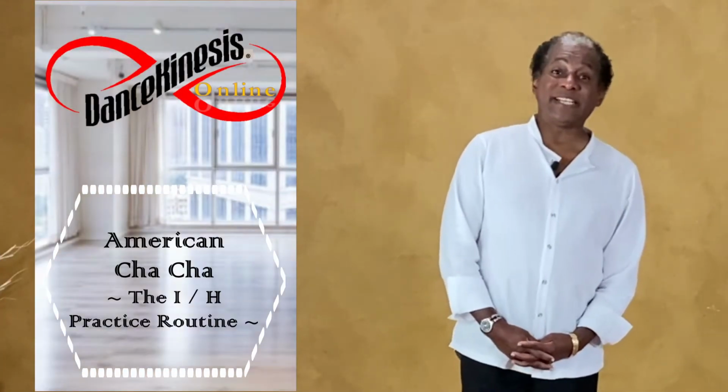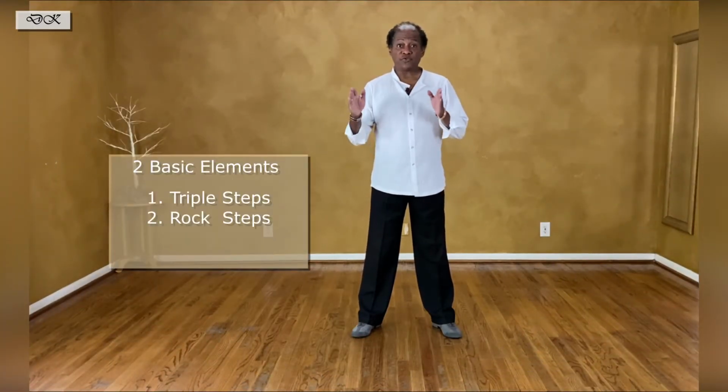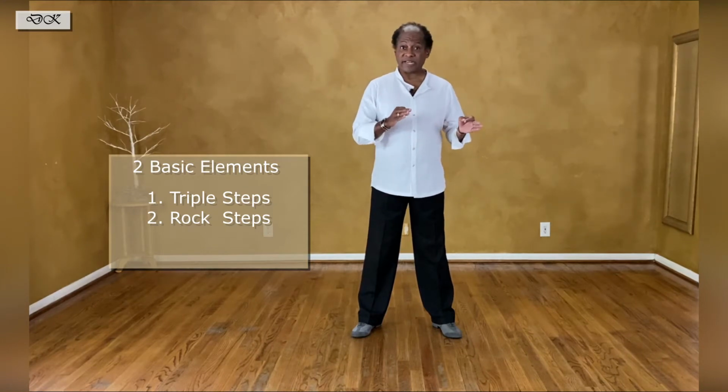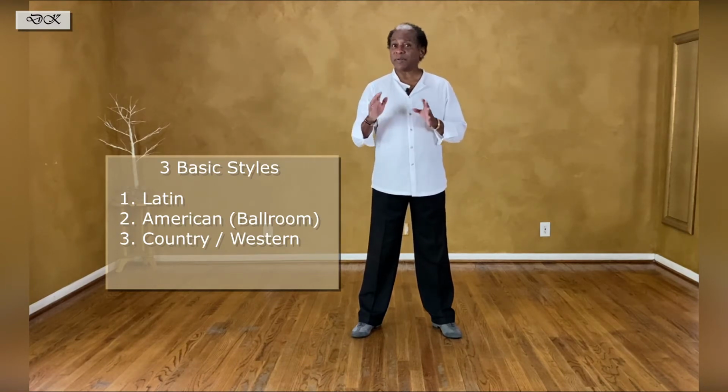Today's DK Minute, part 3 of Cha-Cha-Cha. In part 1 of your Cha-Cha-Cha, we talked about the basic elements, triple step and rock step, and the proper way to dance those. In part 2, we talked about the 3 different styles of cha: social style, or club style; country western, which dances on the one beat, pretty much like social; and then the ballroom Latin style, which is the only style in the world that breaks on 2.